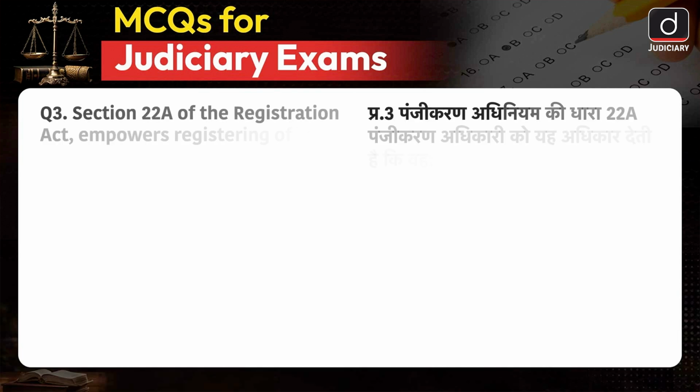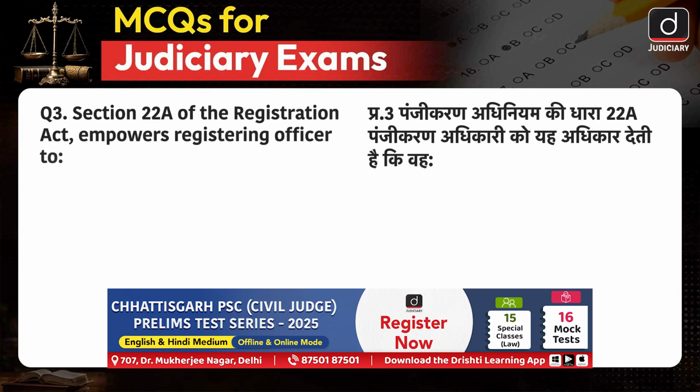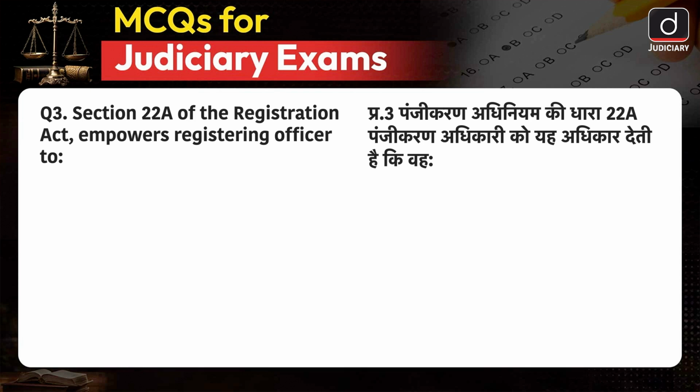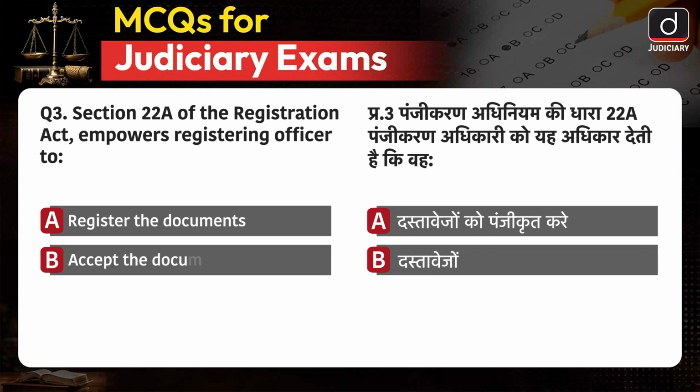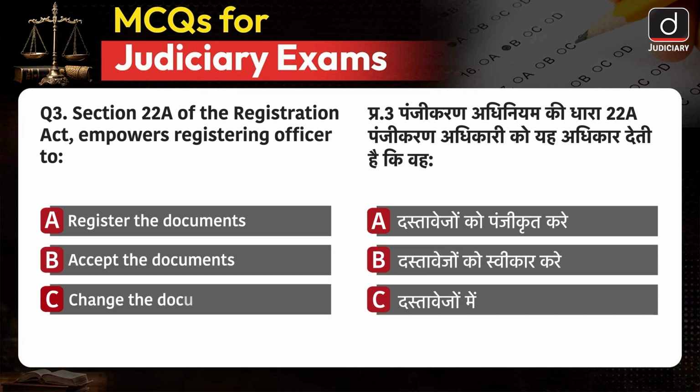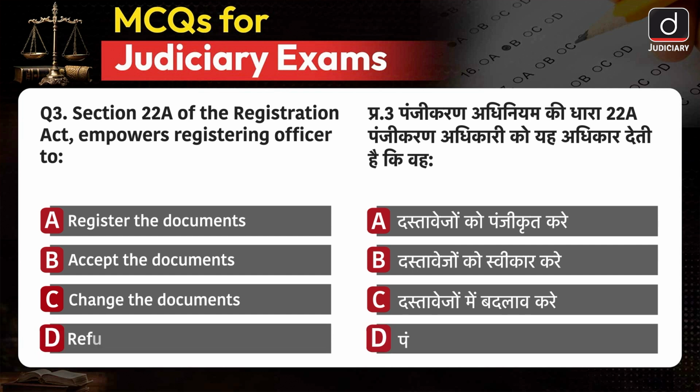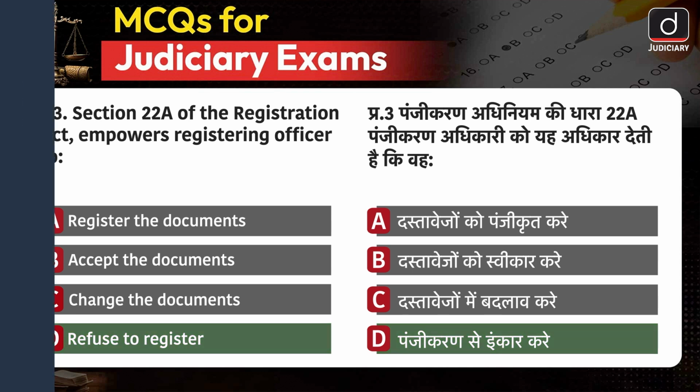Third question is, Section 22A of the Registration Act empowers the registering officer to: option A, register the documents. Option B, accept the documents. Option C, change the documents. Option D, refuse to register. The correct answer is option D, refuse to register.